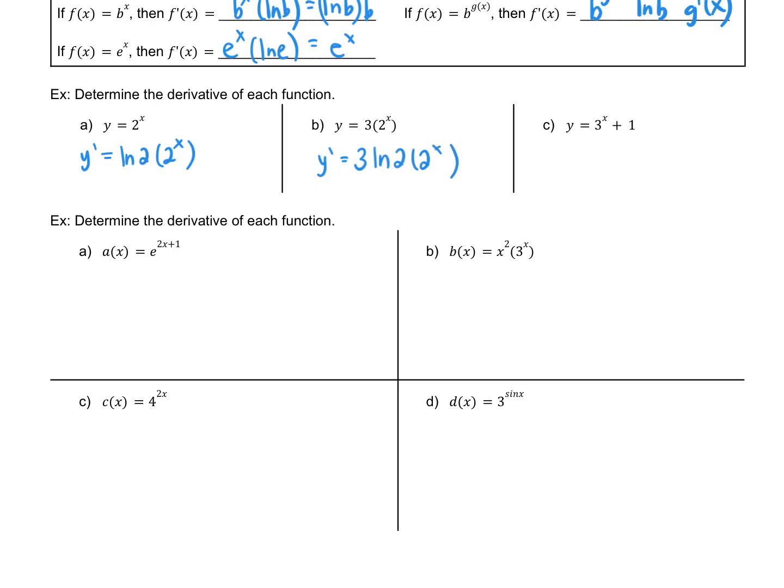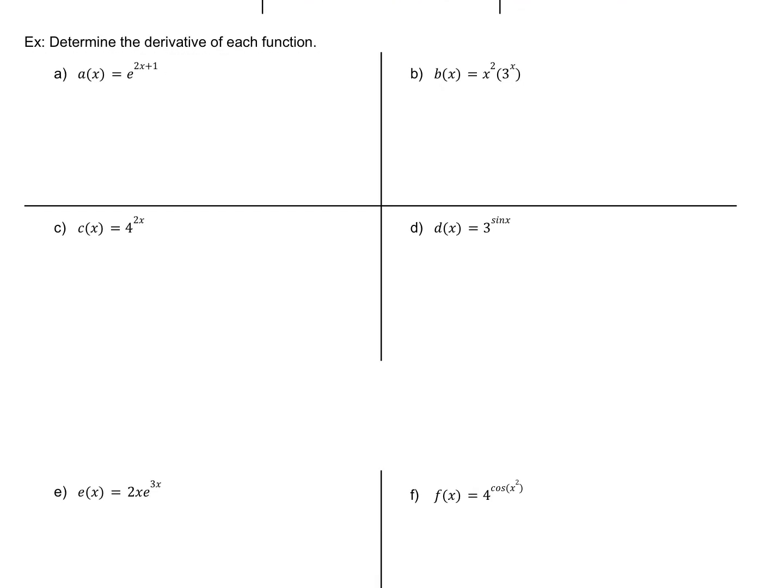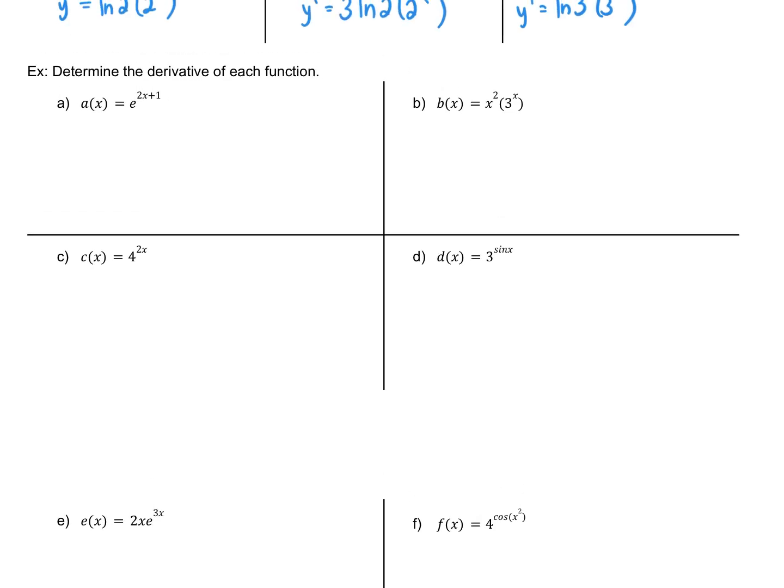Y equals 3 to the power of x. Y prime is going to be ln of the base times 3 to the power of x. And the derivative of 1 is 0, so I'm not going to write that. And now let's go into fancier derivatives where we'll use the chain rule, maybe we'll see a product rule, a quotient rule, previous derivatives. So let's take a look.